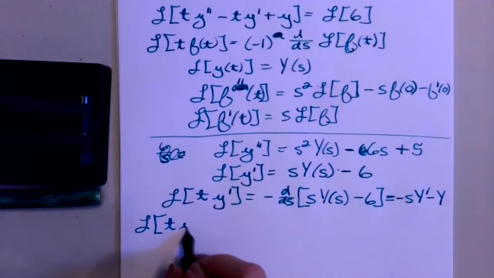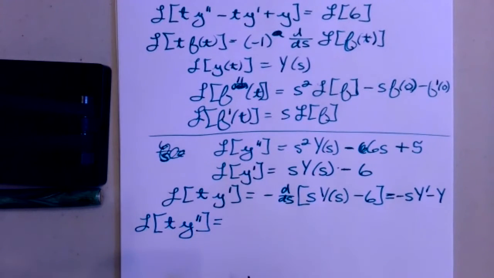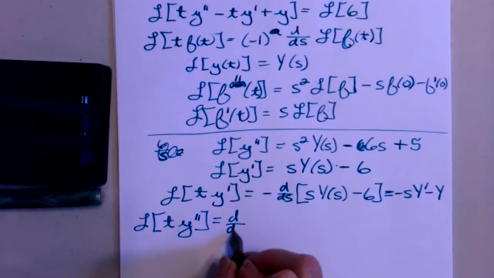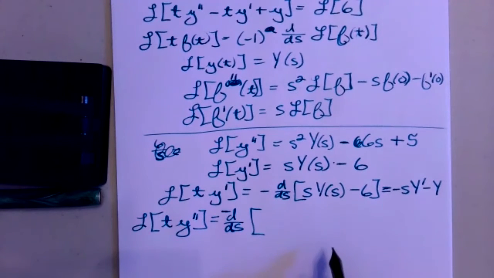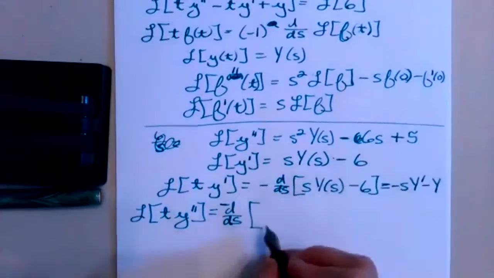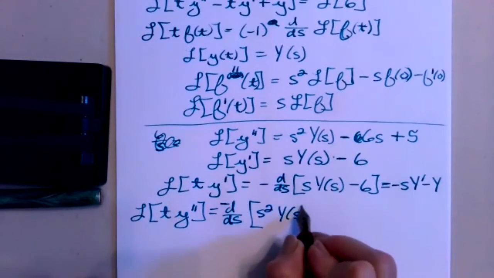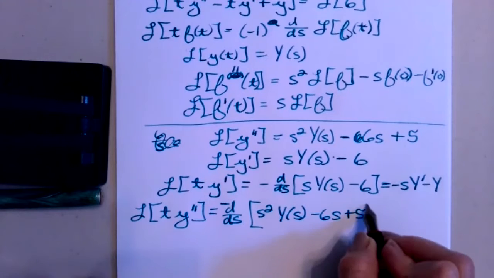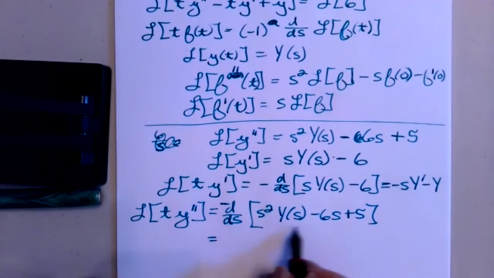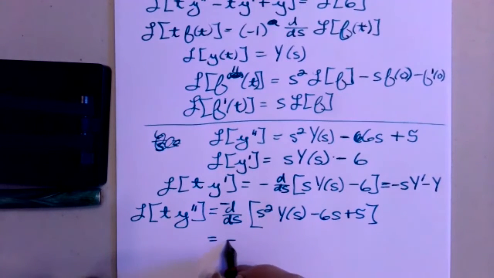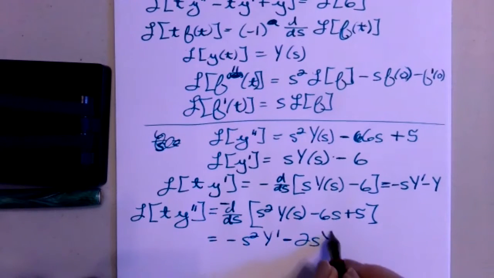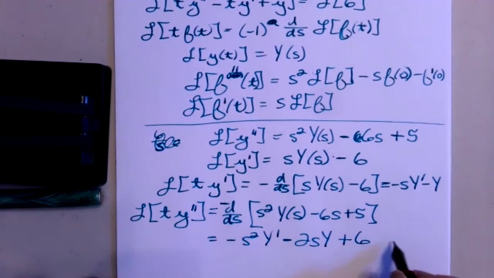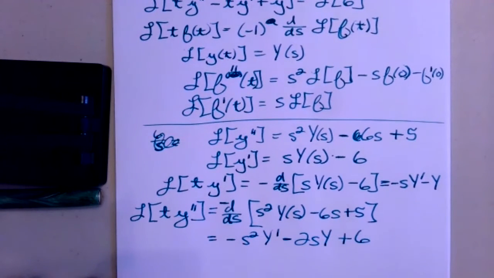What about when you take the Laplace transform of t times a second derivative? That's the derivative with respect to s, with a minus sign, of the Laplace transform of y double prime. That's this guy. So when I take minus the derivative of this, the product rule on the first one will give me a minus s squared Y prime minus 2sY, and then I'll get a plus 6, and nothing from the last one.